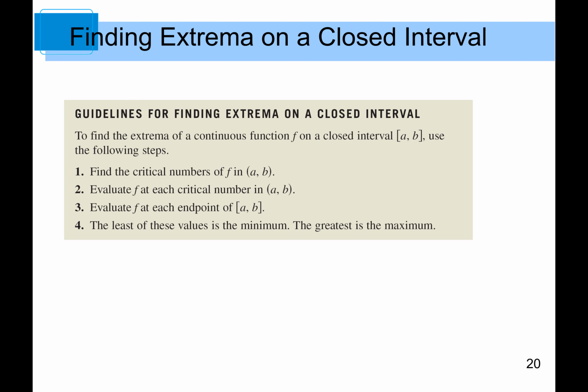Finding extrema on a closed interval. So there are 4 general steps. To find the extrema of a continuous function f on a closed interval [a, b], use the following steps. First step, find the critical numbers of f in the open interval (a, b). The second step, evaluate f at each critical number in the open interval (a, b). Third step, evaluate f at each endpoint of the closed interval [a, b]. And the least of these values is the minimum, the greatest is the maximum.